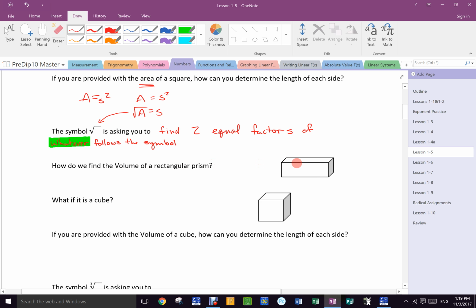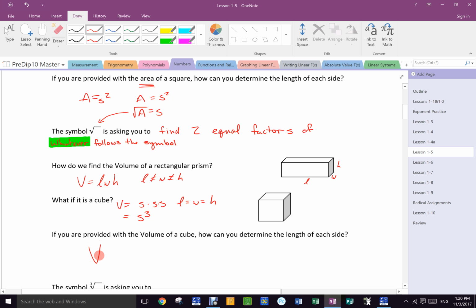Now, let us move on to this, cabbages. How would I find the volume of a rectangular prism? LWH. Length, width, height. Right? Because in a rectangular prism, L does not equal W, does not equal H. What if it's a cube? V equals either LLL, WWW, HHH, or SSS. Because in a cube, L equals W equals H. So SSS, S cubed.